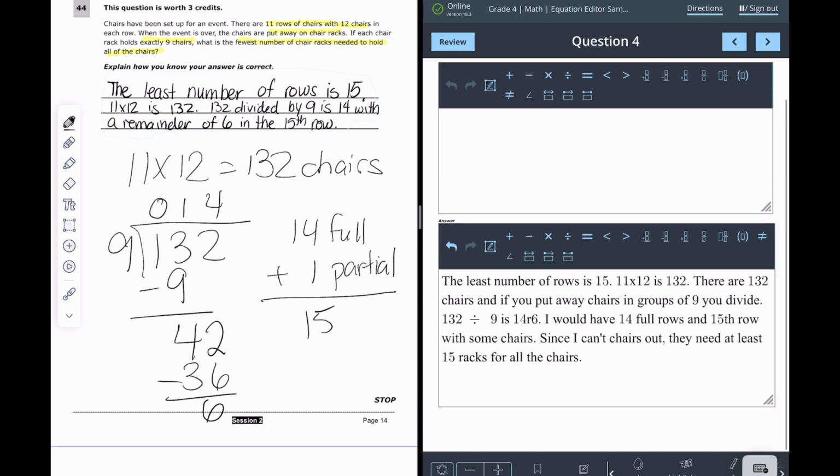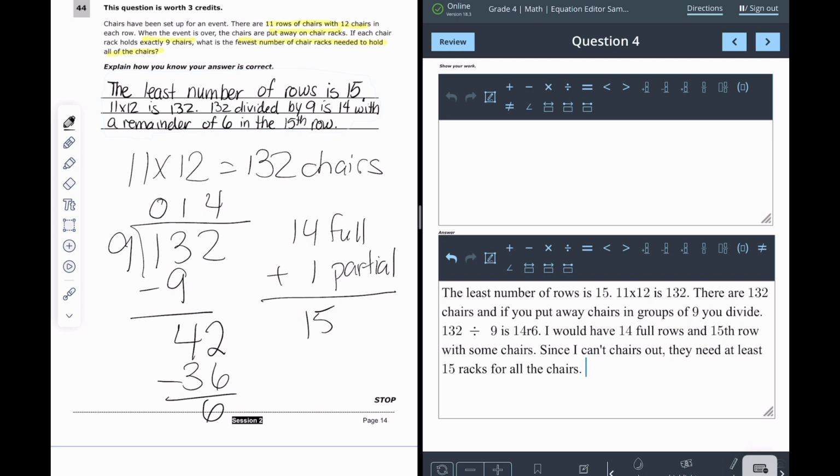So see, this one, they didn't even ask me to show my work, but they did ask me how I know my answer is correct. Huge difference here. So I didn't put anything in that top part. I could have, but I explained it clearly. I explained how I got my answer, 15. I explained how I figured out the number of chairs is 132, and then that I divided it, and why my answer isn't 14 but 15. So those are all the things they're looking for to get a full 3 points.